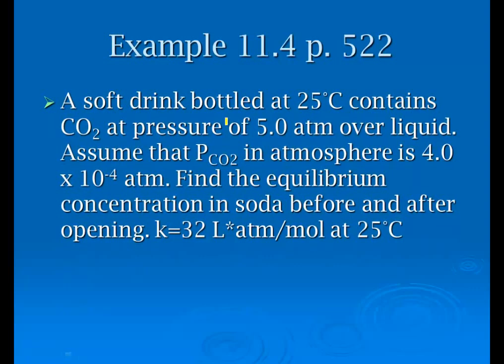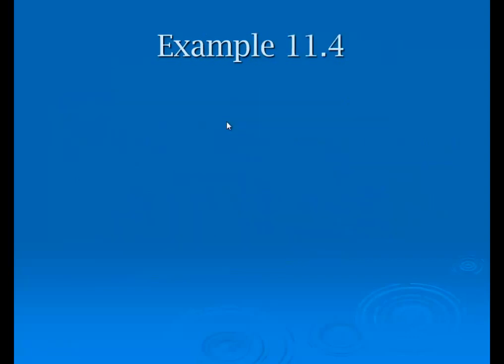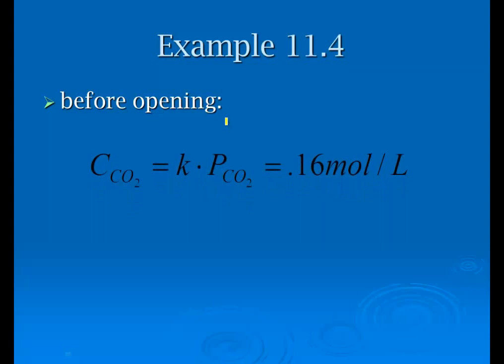Okay, here's an example: a soft drink bottled at 25 degrees Celsius contains carbon dioxide at a pressure of 5.0 atm. Assume that the pressure of the carbon dioxide in the atmosphere is 4.0 times 10 to the negative fourth atm, so much lower. What's the equilibrium concentration in soda before and after opening? K is a constant. It's given to us here, 32 liters times atm over moles. So you'd either be given it. Now look in your book, because I got rid of the work and I didn't have time to put it back in, but it's really just plug and chug.